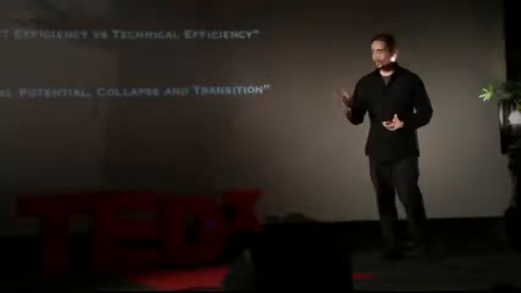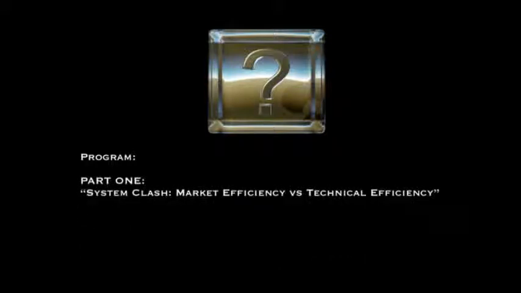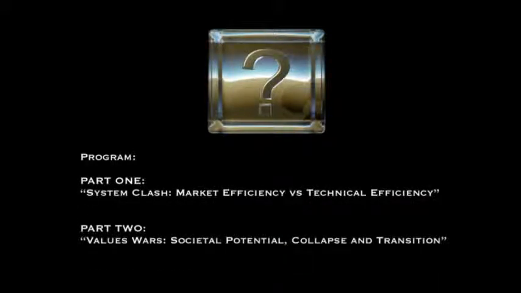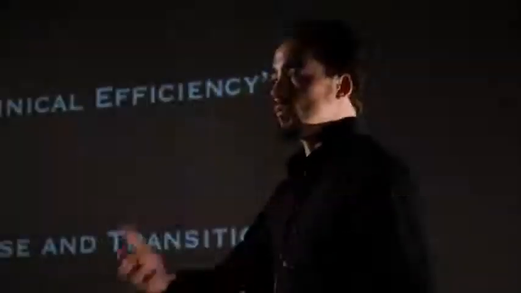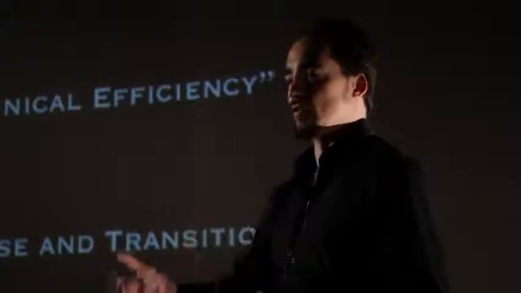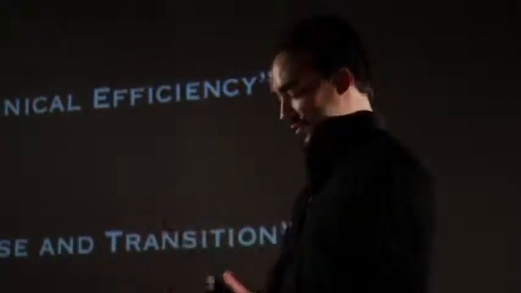I've divided this into two brief sections. The first part is called System Clash, Market Efficiency versus Technical Efficiency. Part two is Value Wars, Societal Potential Collapse and Transition: what we're capable of doing, what's in store for us if we don't, how we can get out of this system, etc.